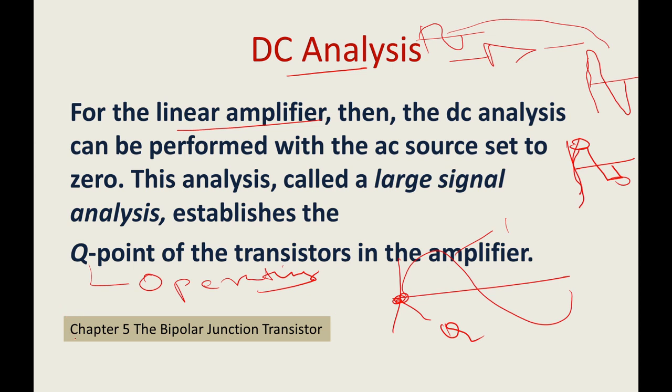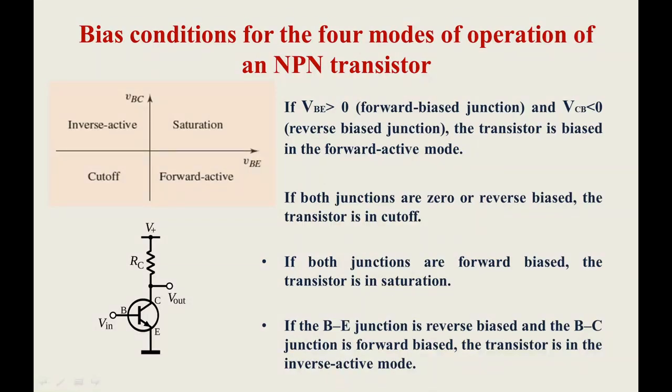Okay, so the slides, whatever is prepared, is everything from chapter 5, bipolar junction transistor, Neamen. The name of the book is Microelectronics Circuits or Electronic Circuits, author Neamen. So you can follow the same. Now it's a very important slide, very basic. What are the four modes of operation?